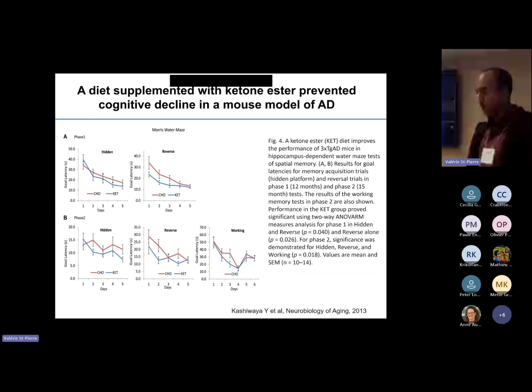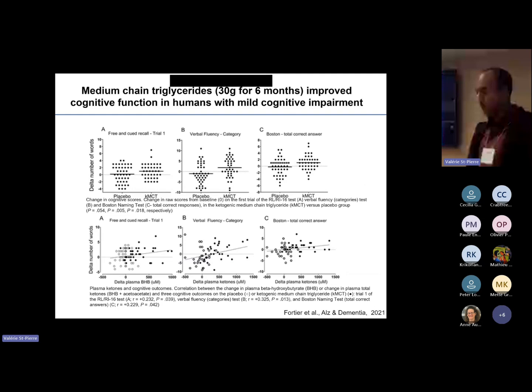In humans, the findings hold up. When you give humans medium chain triglycerides, roughly 30 grams per day for 6 months, you improve short-term memory on free recall, verbal fluency, and the Boston test. Importantly, a lot of these measures of cognitive improvement are related to blood ketone levels, so plasma beta hydroxybutyrate levels.